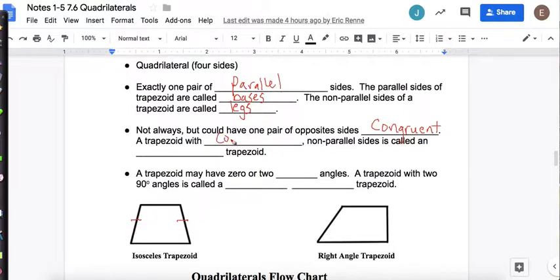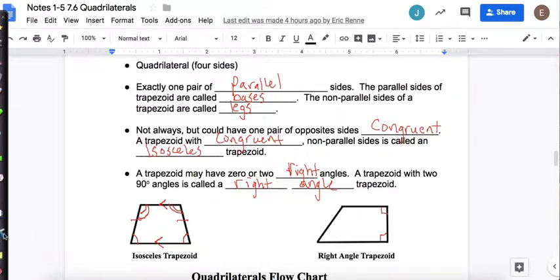A trapezoid with congruent non-parallel sides is called an isosceles trapezoid. And so we can label this. We can put the arrows. Those are parallel. But these are not parallel, so I'm not going to put any arrows here. But this is congruent to this. And this is congruent to this. So double curves here. Now, a trapezoid may have 0 or 2 right angles, and we can draw them in right here. I'm kind of giving this away. A trapezoid with 2 90-degree angles is called a right angle trapezoid.